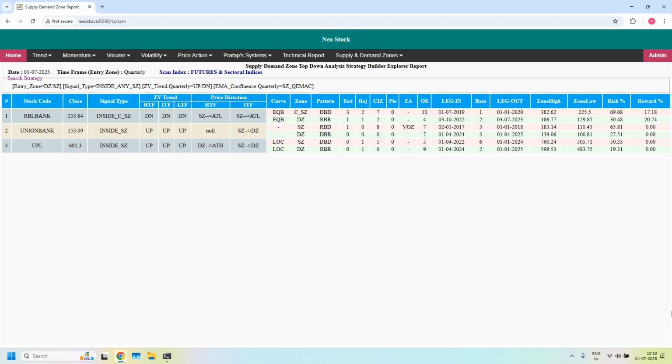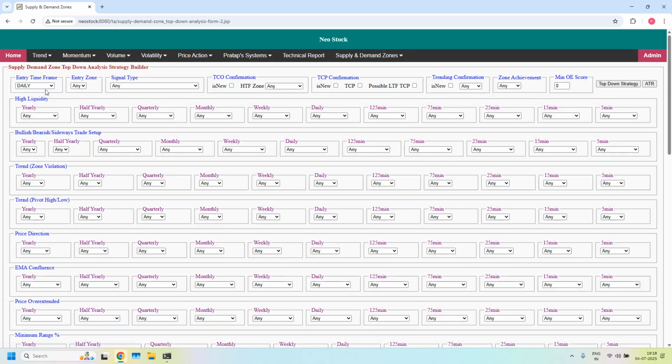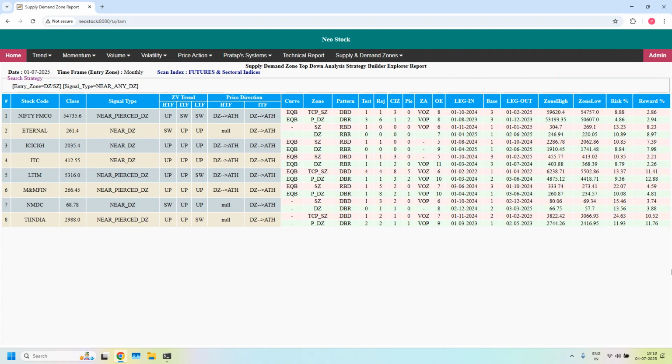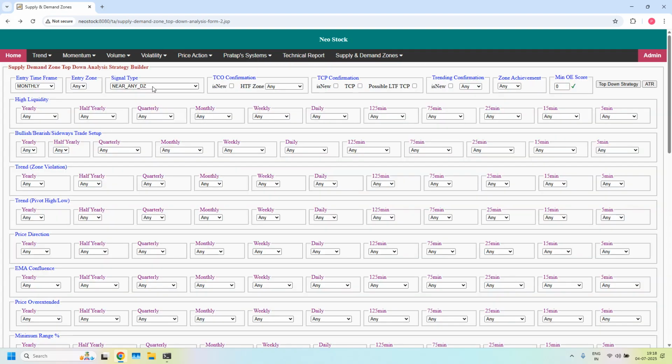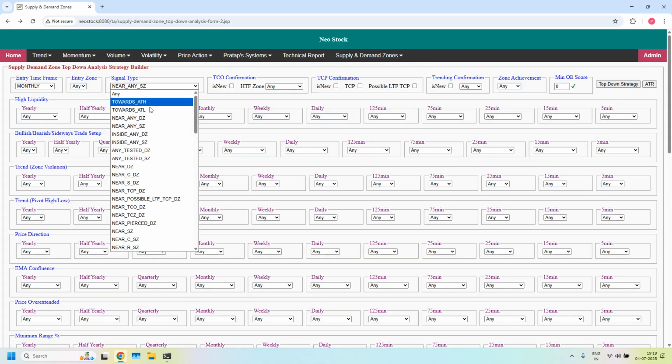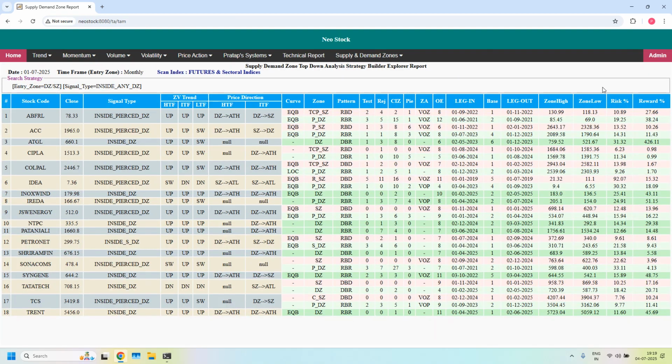Okay, next time frame is monthly. Stocks near to the monthly demand zone, we got 8 stocks. Next, stocks near to the monthly supply zone, we got 2 stocks. Next, price closed inside the monthly demand zone, we got 18 stocks. We can further filter this list based on monthly demand zones having monthly EMA confluence.